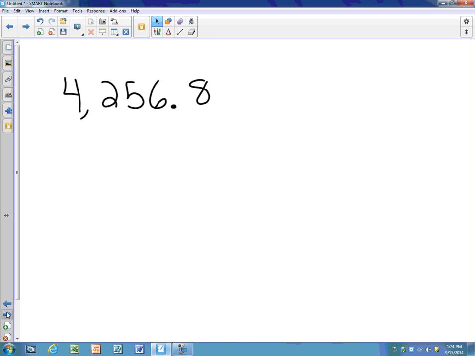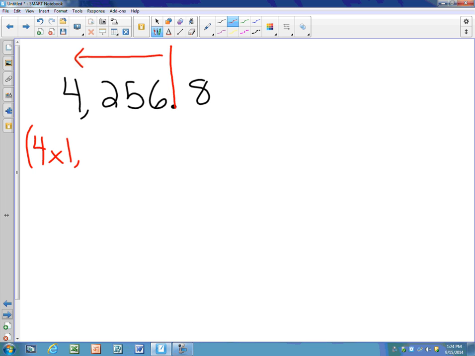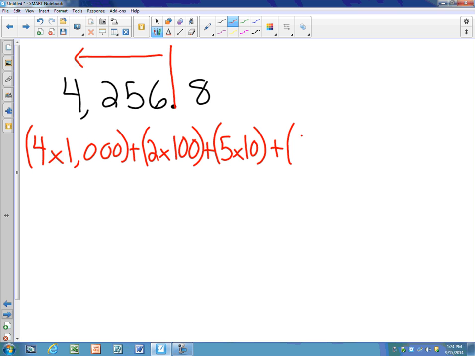We're going to do another example. Here we go again, we're first going to do the whole number, which is to the left side of the decimal. So we start at the 4, and we know that's the thousandths place. And we add it to the 2, which is in the hundredths place. And we add that to the 5, which is in the tens place. And we add that to the 6, which is in the ones place.